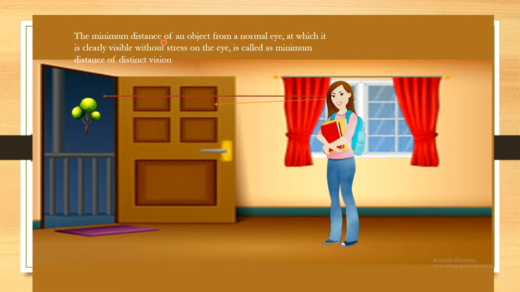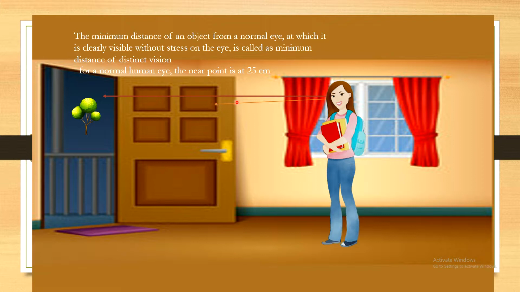That means the minimum distance of an object for a normal eye at which the object is clearly visible is 25 centimeters. So for a normal eye, the near point is at 25 centimeters.